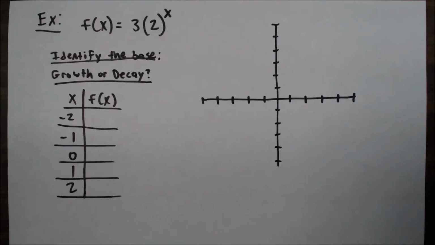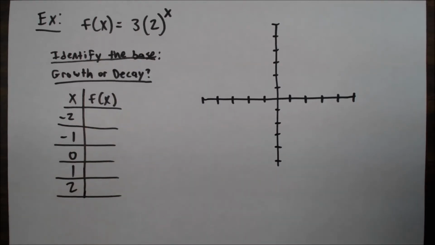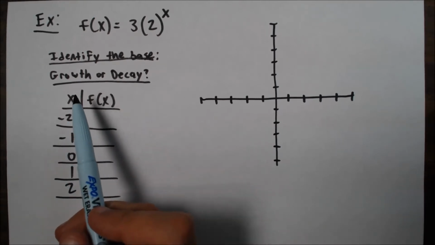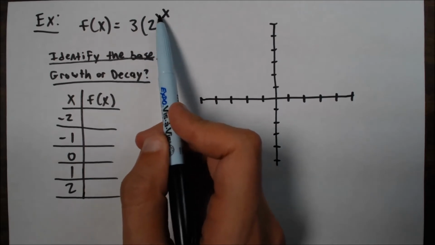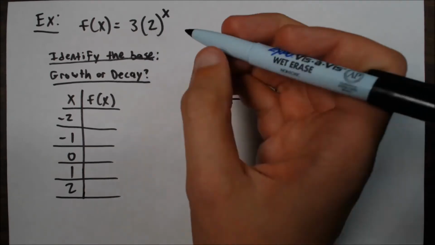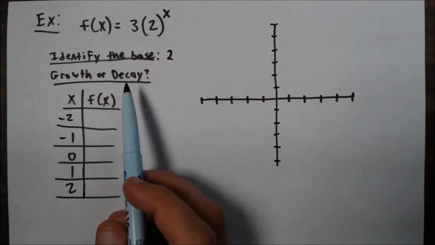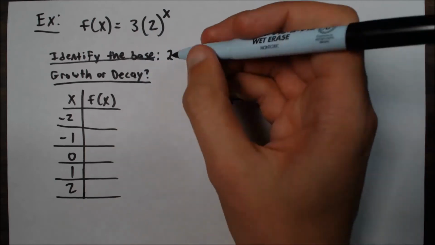Okay, here I have an example problem that's similar to one that's in the homework 1 worksheet. So here's a function, and they're going to ask you some questions and then ask you to graph it. So the first thing they're going to say is, what is the base of this function? The base is the number that's underneath the exponent. Is this number here. So that number is 2. Is it growth or is it decay? Because the base is bigger than 1, it's going to be growth.